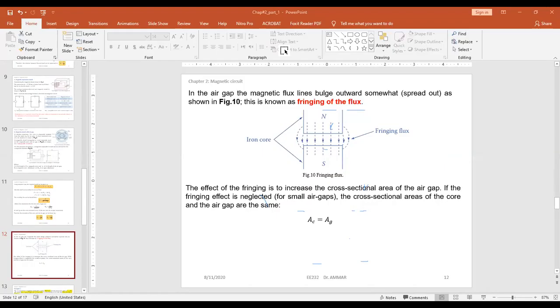flux. We said that the magnetic field lines, look here, the magnetic field lines displace in the air and deform. Okay, look, the vectors here, some vectors go directly, but here at the edge there are vectors that go out. We call this phenomenon fringing of the flux. So the magnetic flux lines spread out of the air gap. We use the term spread out, meaning some lines are spreading out of the air gap.